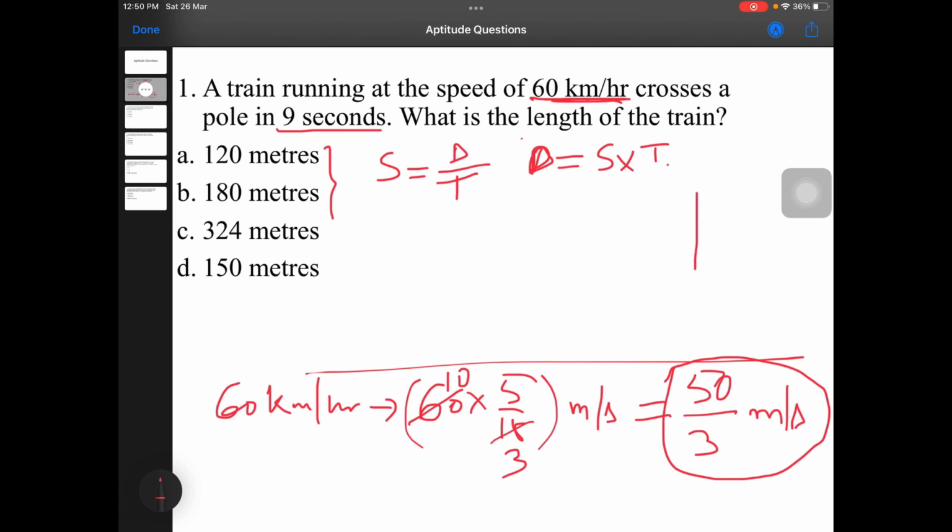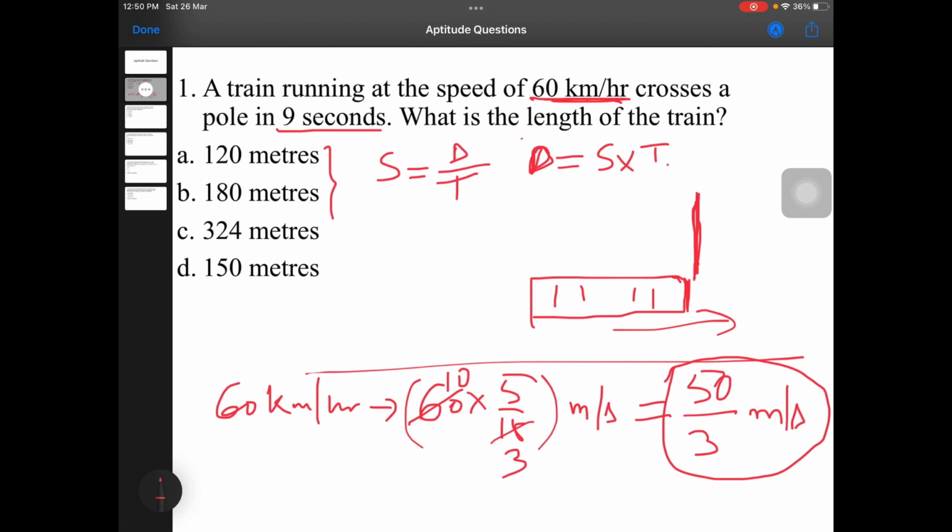Why? Because suppose this is the pole and the train is coming here, this is the train. Suppose this is the front part of the train. When the front part of the train reaches this pole, we'll take it as 0 seconds, and then the train is moving this side. The time taken by this train at the speed of 60 kilometer per hour to cross this pole is 9 seconds.